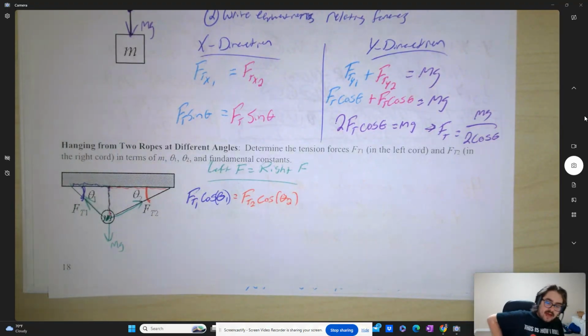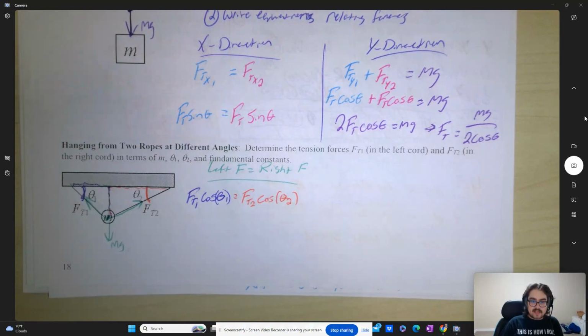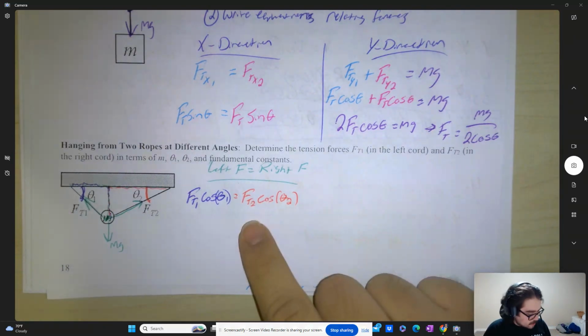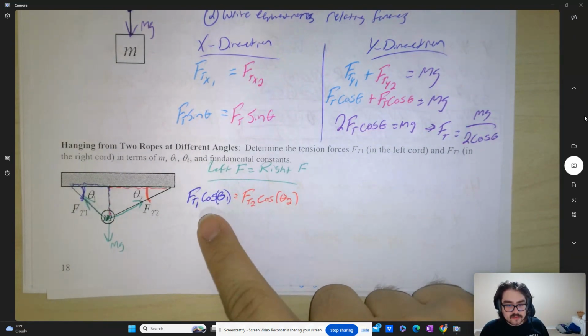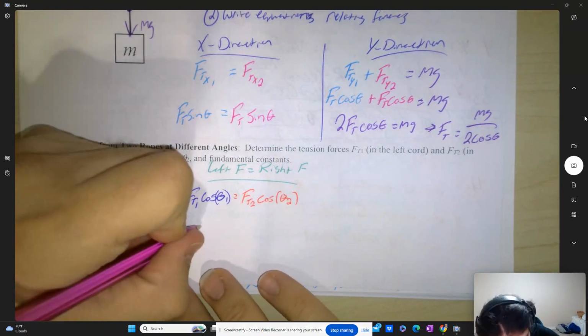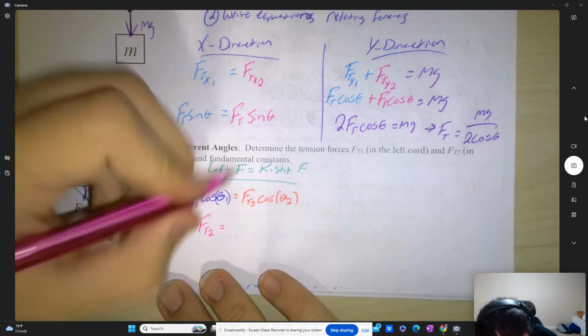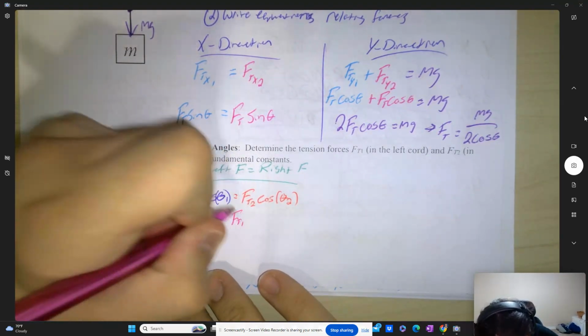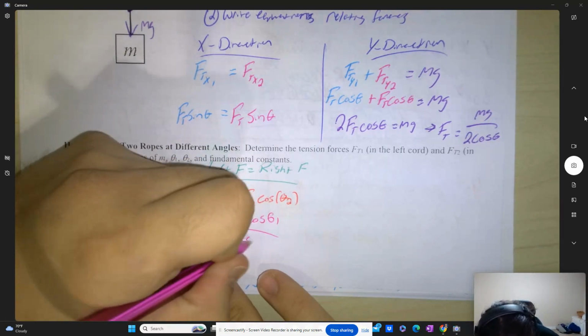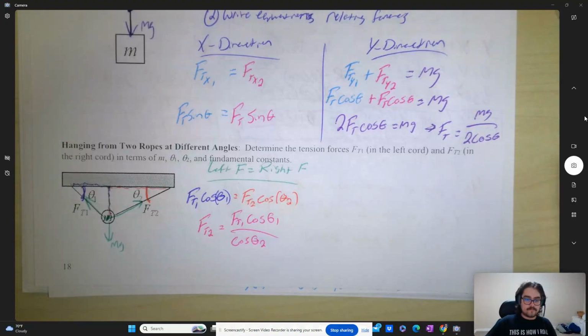And what you want to do now is get one of these tensions by itself. Doesn't matter which one you do, as long as you get one of those tensions by itself. I'm going to get ft2 by itself. And so all I got to do is divide by cosine theta 2 on both sides. And you end up getting an expression that's ft2 equals ft1 cosine theta 1 over cosine theta 2, okay? We can't really do anything more with that. Let's just leave it there, okay?